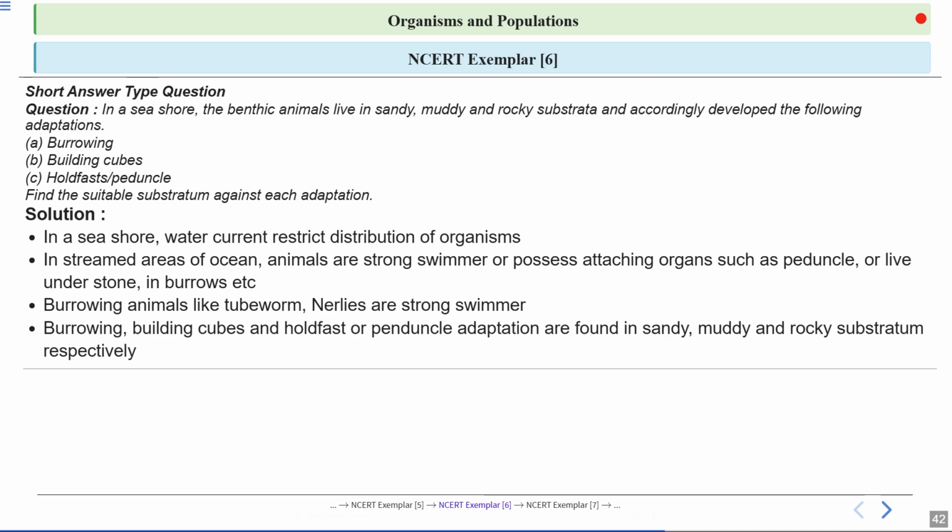Now finally, let's match each adaptation to its ideal substratum. So burrowing is best for sandy areas. Then building tubes, or shelter, is commonly in muddy areas. And having a holdfast or peduncle helps animals stick to rocky surfaces. So each adaptation is like a tool designed for a specific job, helping these animals thrive in their chosen environment.